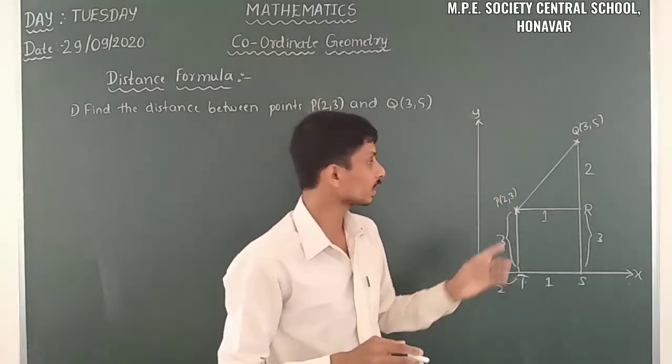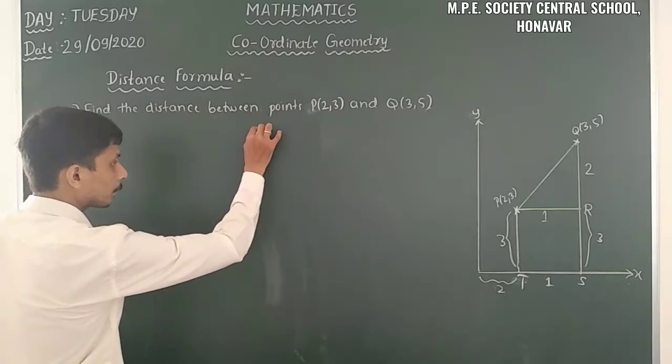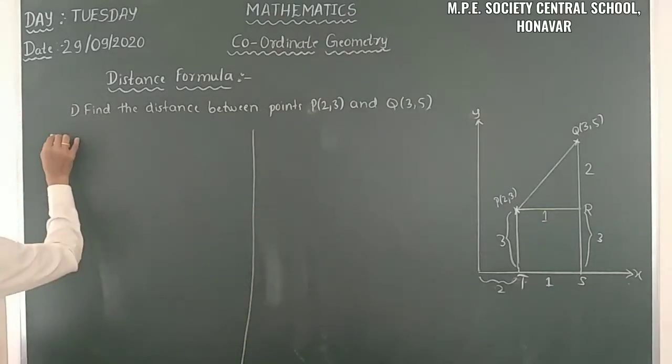From the Pythagoras theorem we can easily find the value of PQ here. So firstly, I will take the Pythagoras theorem. From Pythagoras theorem.